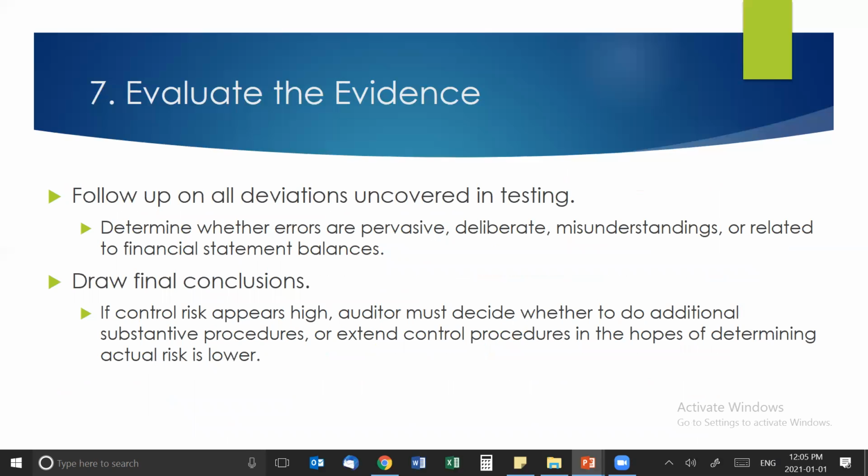And then you would follow up on any deviations that you did uncover. Any errors that you did find, you would have to follow up on them and then draw a final conclusion. So if control risk actually appears high because you found all these deviations, then you would have to do additional substantive procedures or do more control procedures to see if there actually are more errors.